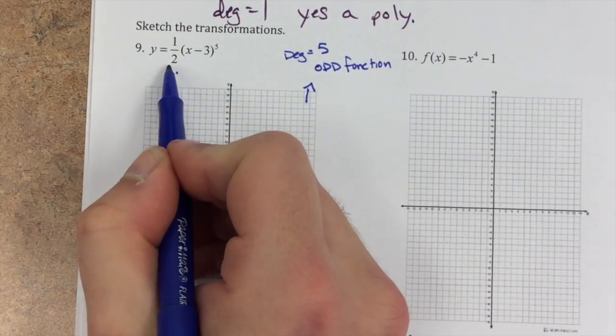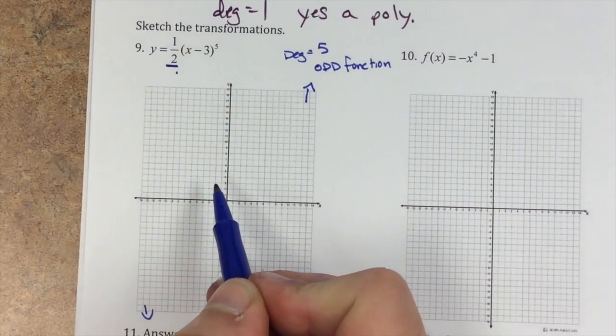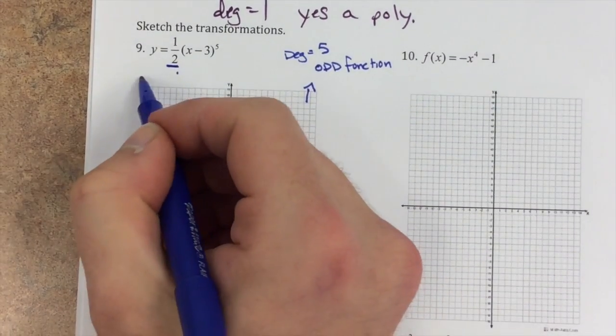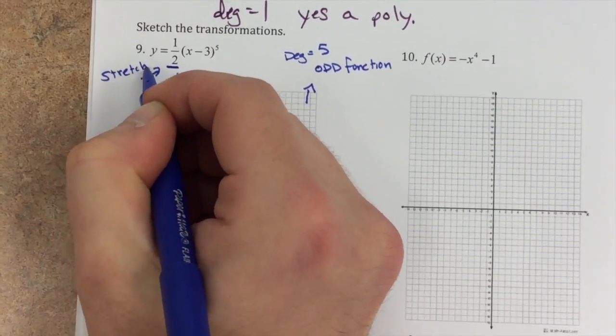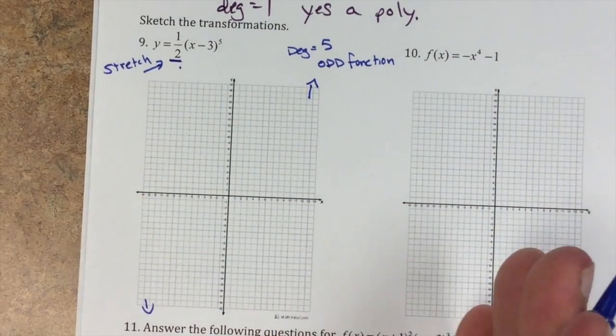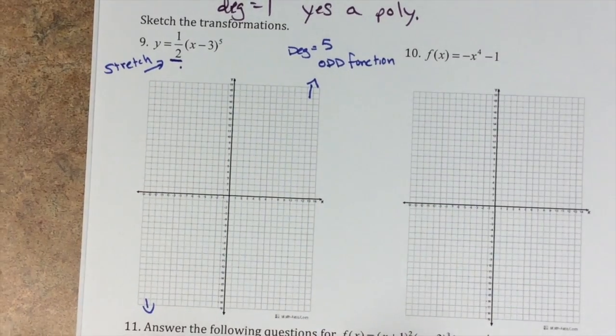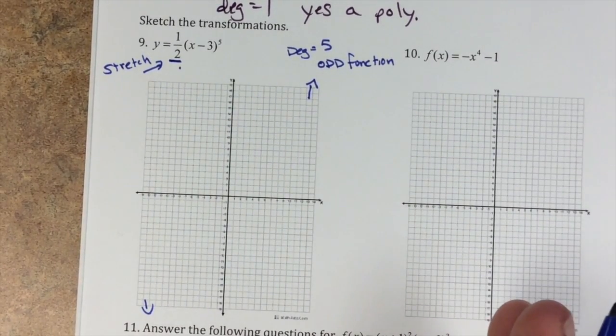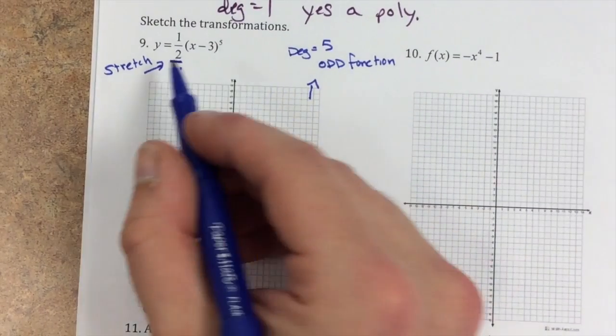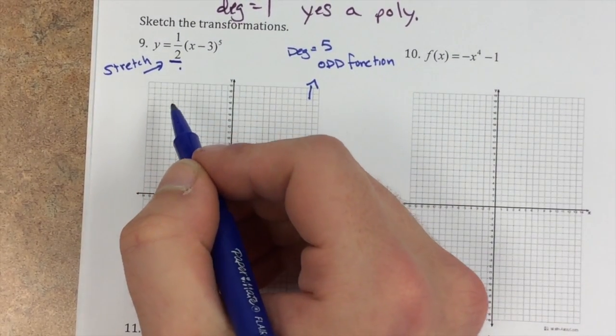Next, we're going to look at the leading coefficient, 1/2. So that tells me I'm going to have a stretch. Now, why is that a stretch? Well, if there's a fraction in front of the polynomial, it takes a longer time to reach the end behavior. So we have a stretch of 1/2.